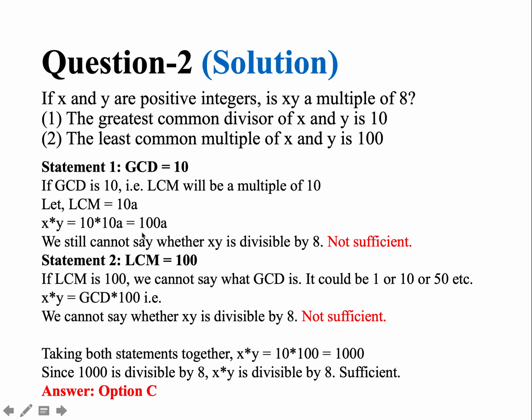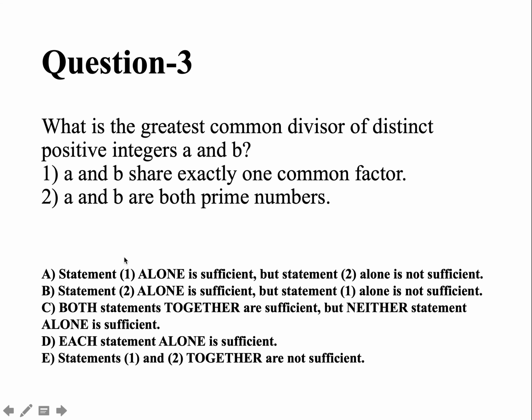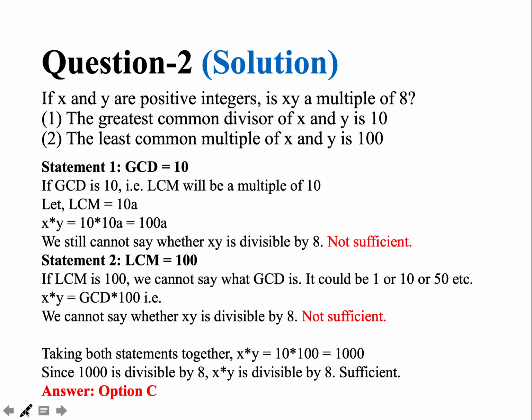The product is 100a. Now 100a, for example, you have taken the LCM. The greatest common factor of x and y is 10, and the LCM is always a multiple of the greatest common factor. That's another really important thing that we should be careful about. So since GCD is 10 and LCM is a multiple of 10, the product has to be 100 times some other number. But this number a, since it is unknown, we are not sure whether this 100a is going to be divisible by 8 or not. If a is not even, then it's not divisible by 8, but if a is even, then 100a will be divisible by 8.